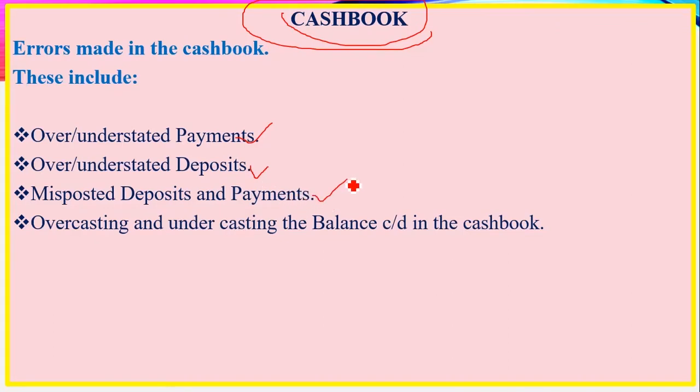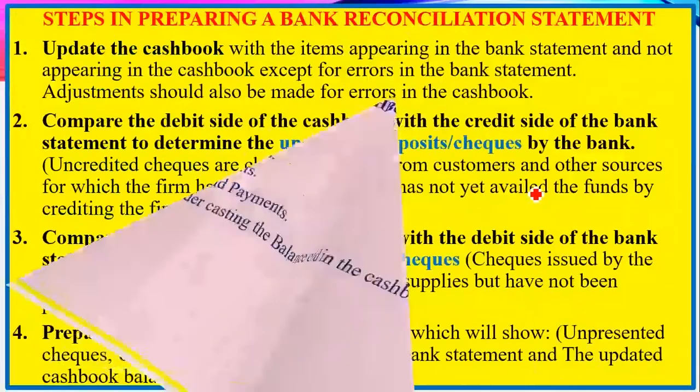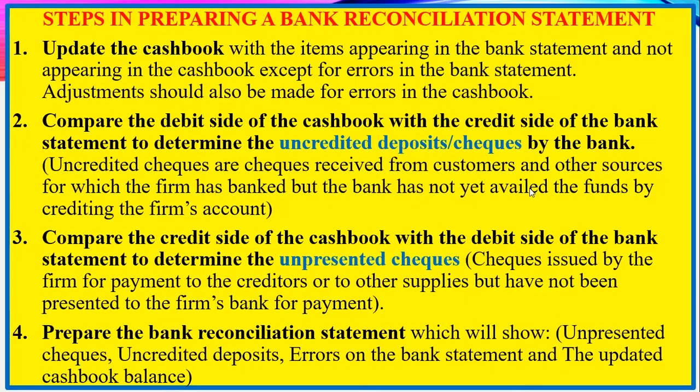Then we have misposted deposits and payments. You made a deposit. A deposit is supposed to be debited in the cash book, but instead of debited, you went ahead and credited the cash book. That is a misposted deposit. Then we have overcasting and undercasting of the balance carried down. So you have a balance carried down of 20,000, and instead of writing 20,000, you write 200,000. That means you have overcasted the balance carried down. The balance carried down is the balancing figure in your accounts. So those are some of the errors that may lead to the difference.